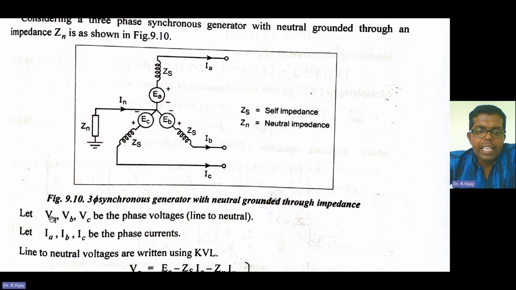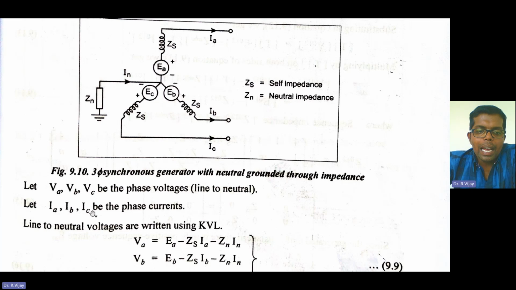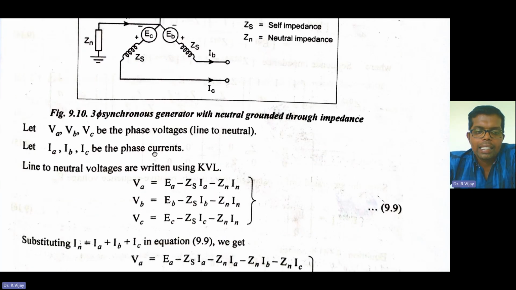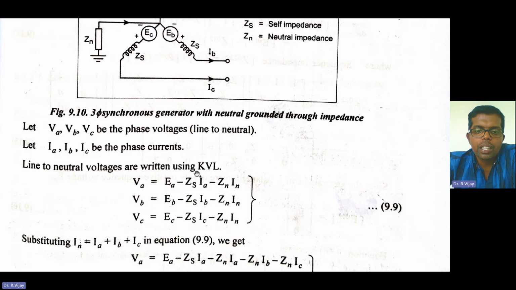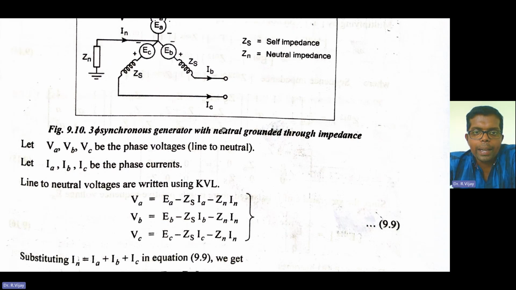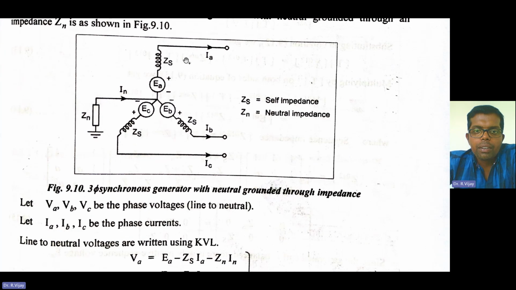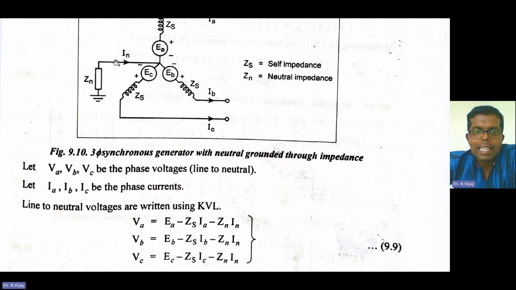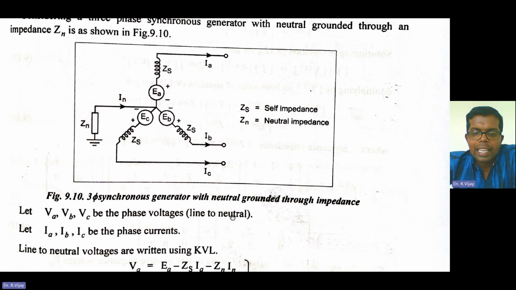Let VA, VB, and VC be the phase voltages, that is line to neutral. Let IA, IB, and IC be the phase currents. So the line to neutral voltages are written using KVL, Kirchhoff's voltage law. Here VA is equal to EA, the EMF generated in phase A, minus ZS into IA, the current in phase A, minus ZN into IA.